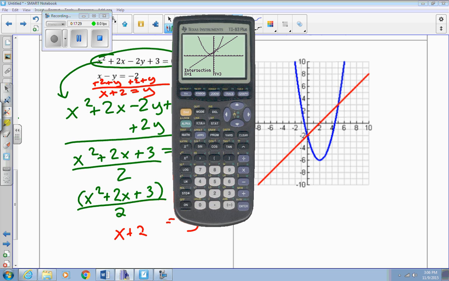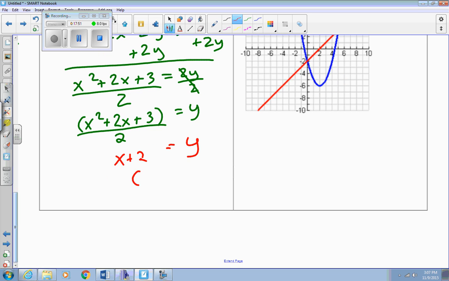If I do that same process over, so intersect, first curve enter, second curve enter. Now with guess, I'm going to go where I think there's another intersection, to the totally opposite side of the intersections, and hit enter. So I had 1, 3 and negative 1, 1. There are my 2 solutions. There are both my solutions.